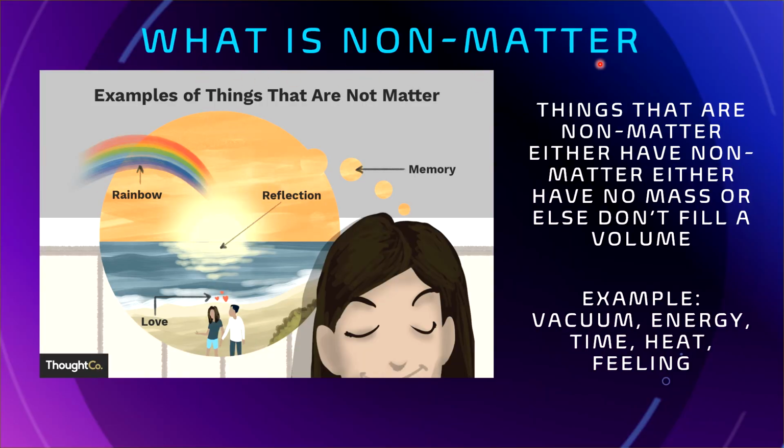So what is non-matter? Things that are non-matter either have no mass or else do not fill a volume. For example, a vacuum, energy, time, feelings, a rainbow, reflection, something like that. Those things are non-matter.